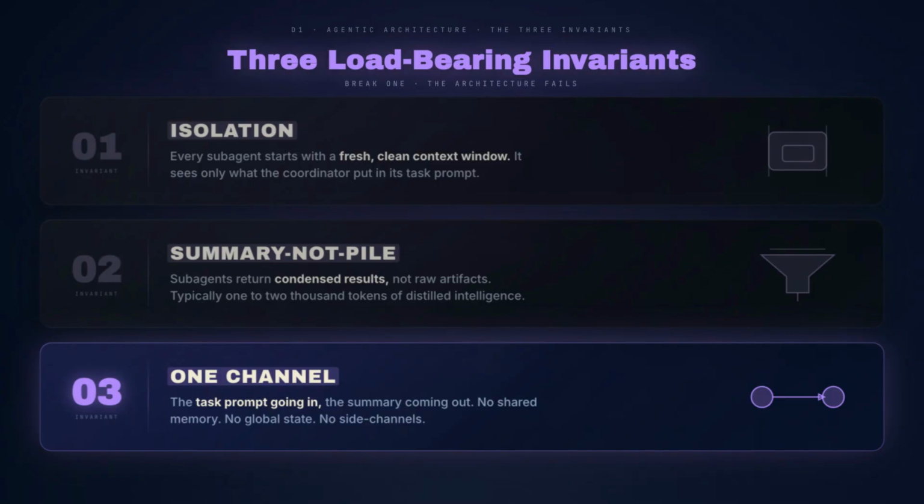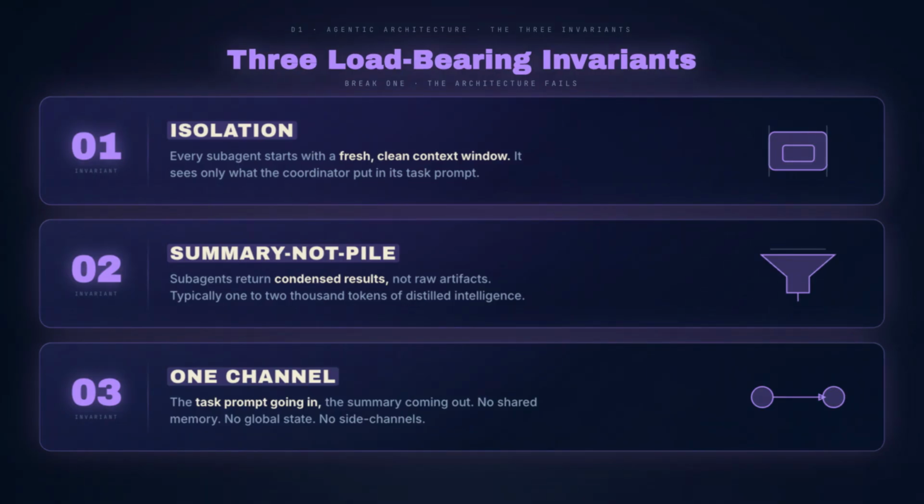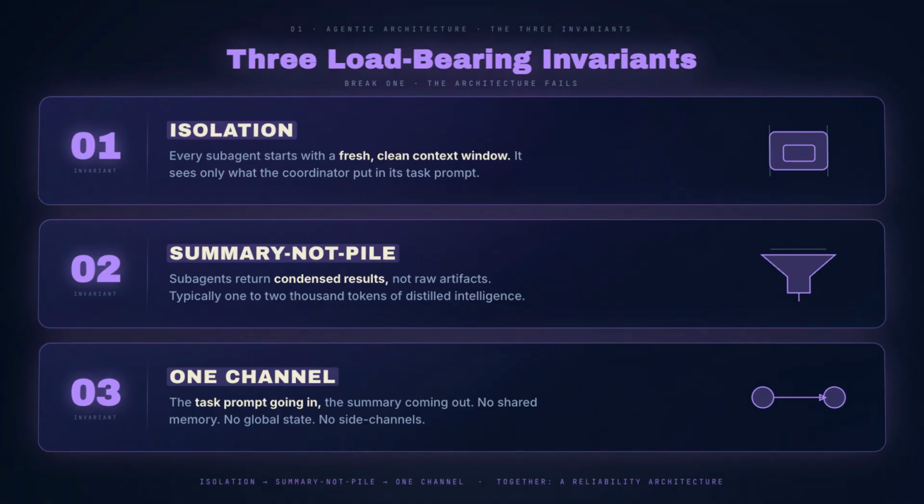These 3 aren't independent. They reinforce each other. Isolation makes summary not pile possible. Summary not pile enforces the single channel. The single channel makes isolation auditable. Together, a reliability architecture. The exam tests all 3 individually and in combination.